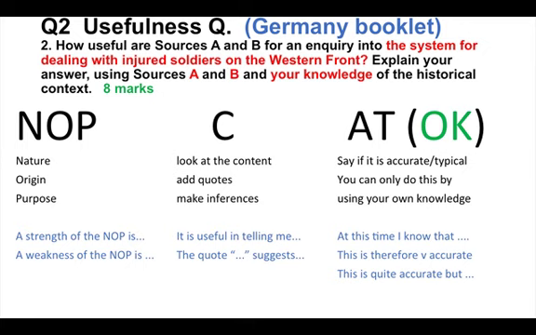One way that you can remember a checklist that will help you answer a usefulness question is by using the NOPCAT OK approach. I'll break that down into the 3 parts. The NOP stands for the nature, the origin and the purpose. That's all about the source description. The nature is what it is. Is it a diary, a photograph, a letter, a report? The origin is who wrote it and when.